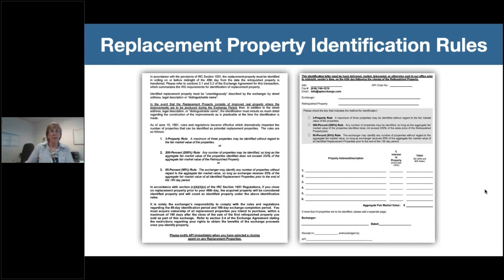So the technical aspect of the identifying is that you fill out the ID form. The practical aspect would be that you should be under contract with a property or properties that you're going to be putting on that form, because you can only purchase the properties that have been identified on the identification form itself. Okay, so be very aware of this. You cannot change your identification form after the 45th day. Most people are not going to fill out this form until you get closer to the identification period.